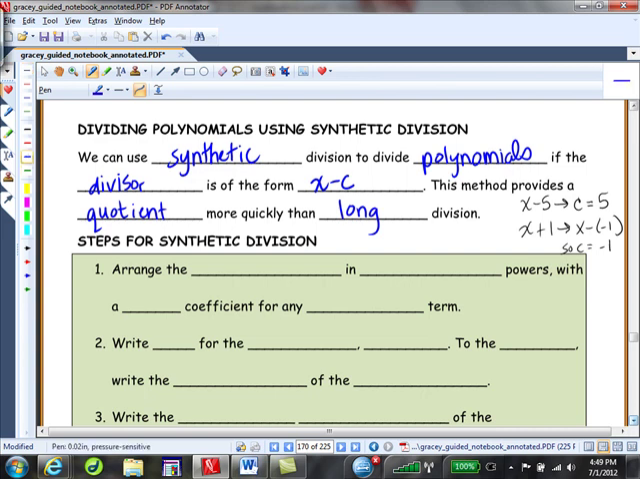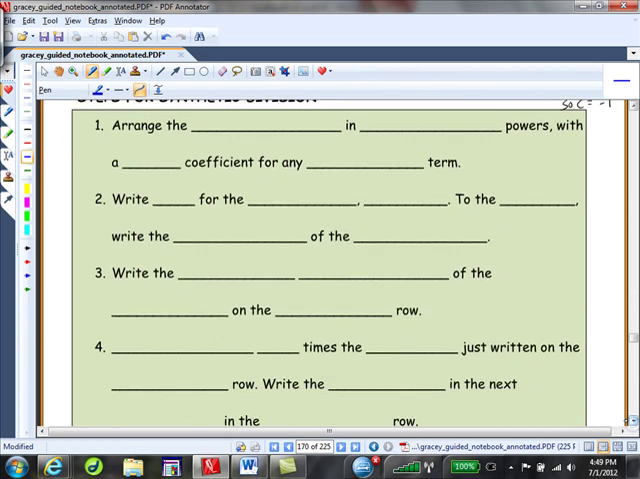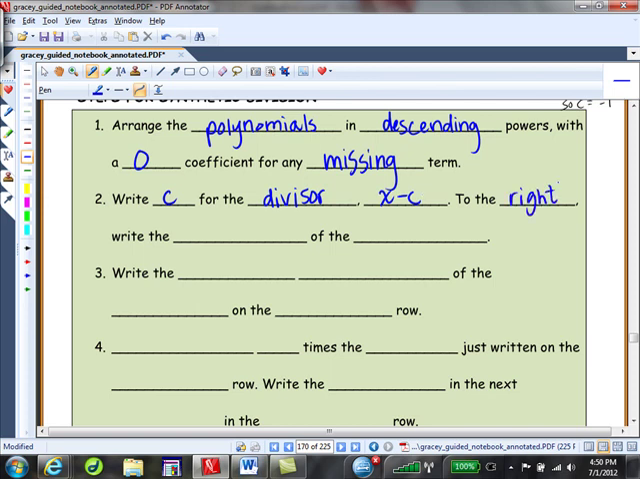Okay, so here are the steps. Arrange the polynomials in descending powers with a 0 coefficient for any missing term, just like before. Write c for the divisor, x minus c. To the right, write the coefficients only of the dividend.